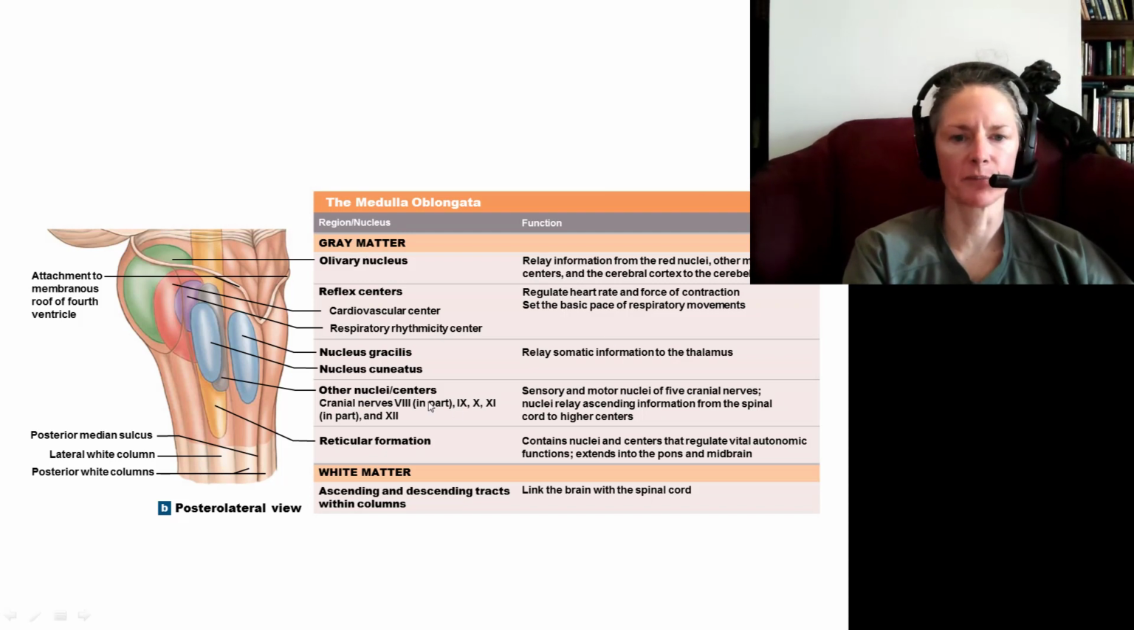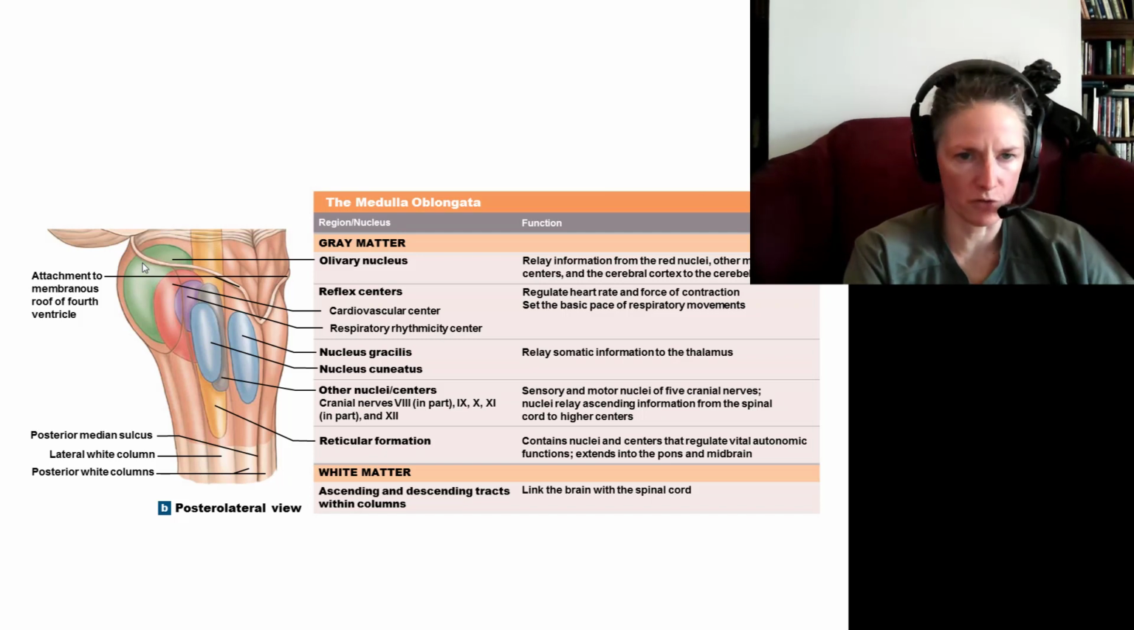All right, now let's look at it from a posterior lateral view. So we're looking at it slightly at an angle. We're looking at it from the side but slightly behind. Here, once again, we see our olivary nuclei. This is going to be very important for motor control.